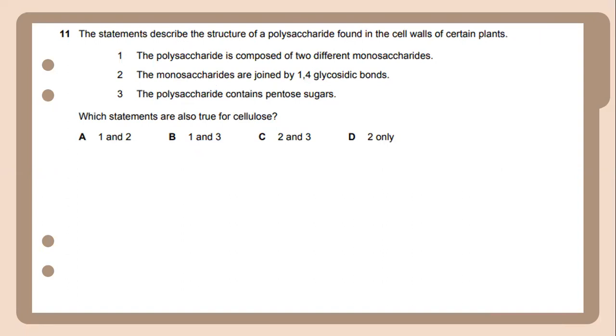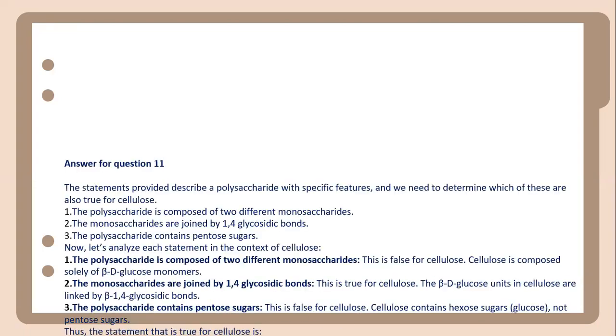Number 11, the statements describe the structure of a polysaccharide found in the cell wall of a certain plant. One, the polysaccharide is composed of two different monosaccharides. Two, the monosaccharides are joined by 1,4 glycosidic bonds. And three, the polysaccharide contains pentose sugars. Which statements are also true for cellulose? Let's look at the next page for the explanation.